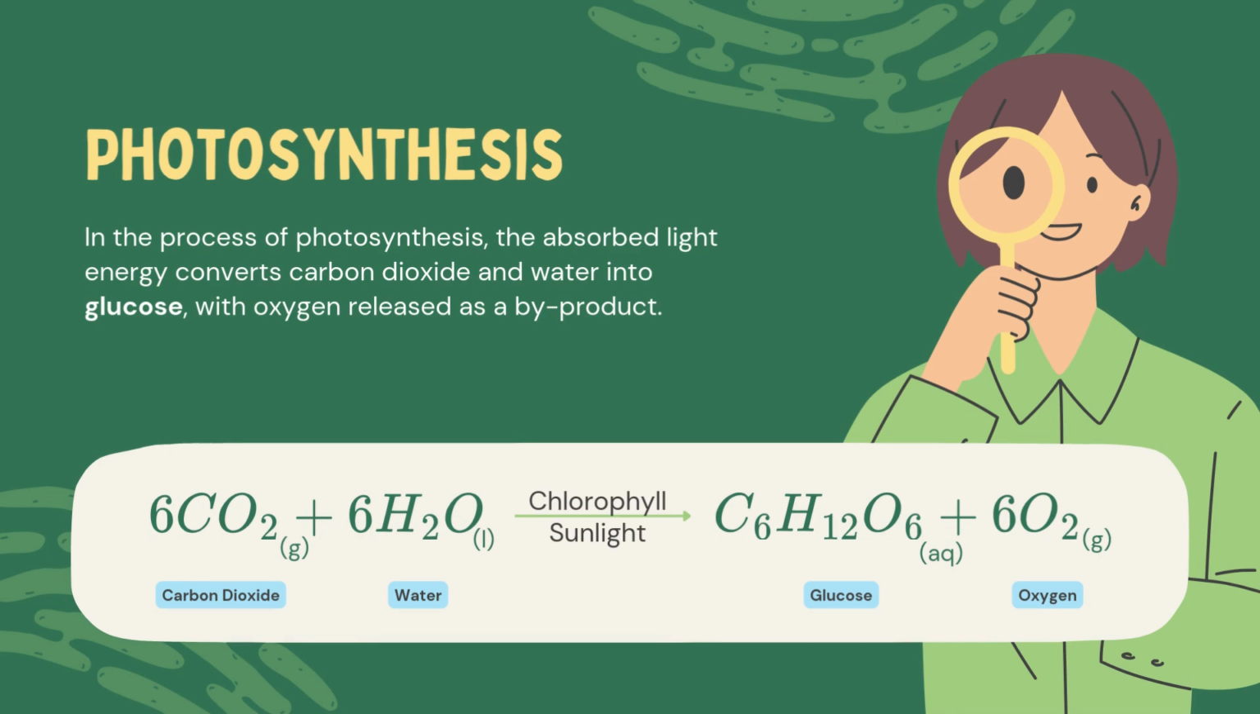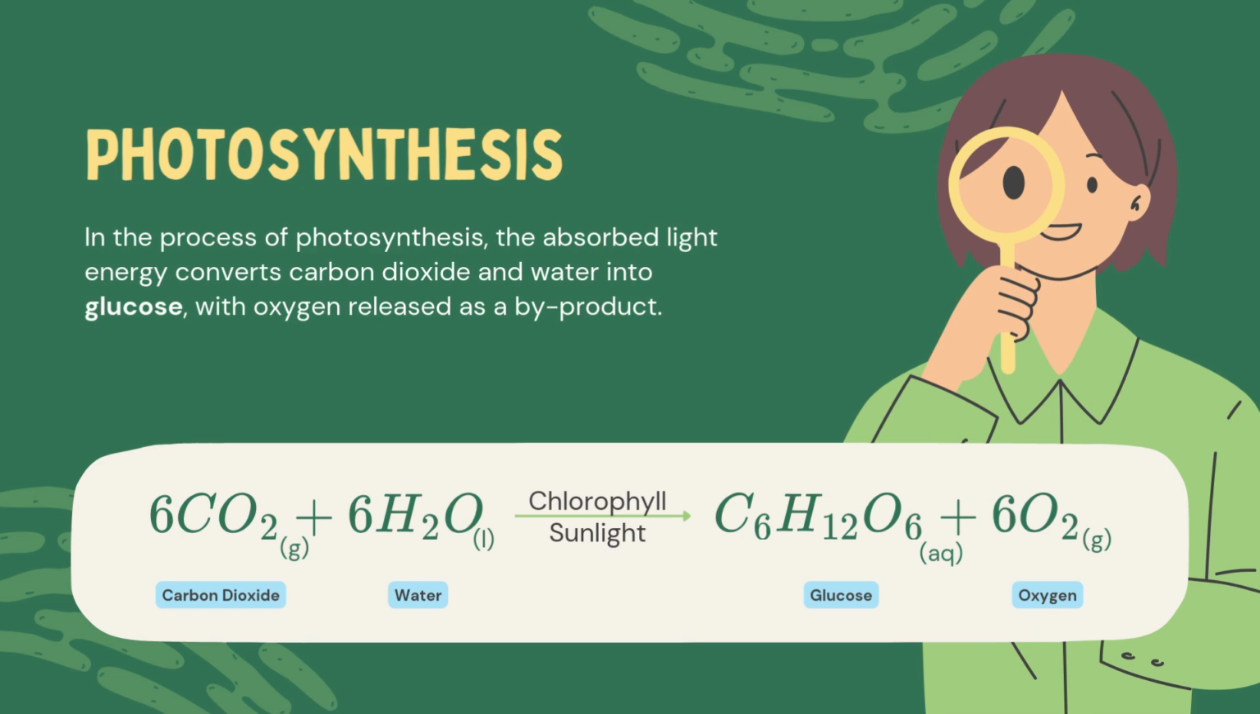And the product of photosynthesis is glucose, which is the main sugar produced, which can be stored as starch or used for energy. And the next product is oxygen, which is released into the air as a byproduct. Now the overall equation is 6 molecules of carbon dioxide and 6 molecules of water, in the presence of light and chlorophyll, produce 1 molecule of glucose and 6 molecules of oxygen.